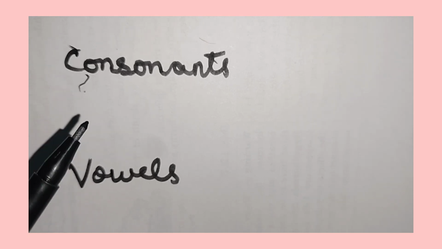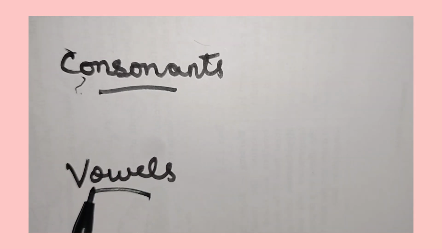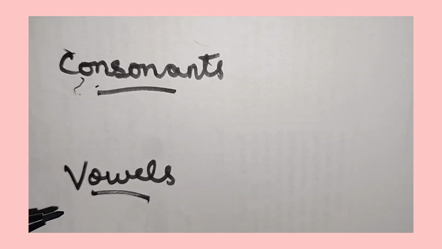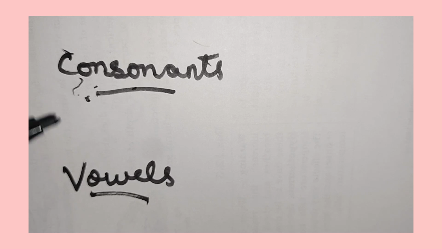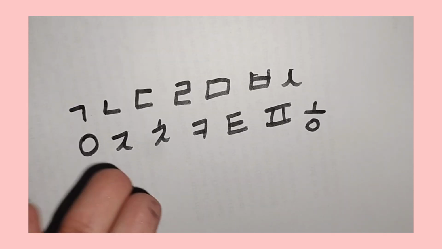As in English, we have two types of alphabets, consonants and vowels. In Korean, we also have these two types of hangul, consonants and vowels. Today we are going to start with consonants. So let's begin. These are the consonants in Korean.